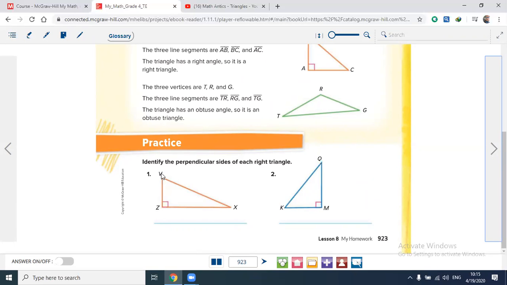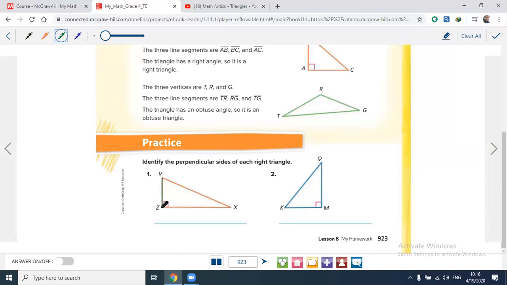Where are the perpendicular sides in number 1? The perpendicular sides form the right angle. See, this right angle, the square corner, this forms two lines. This line and the other line.